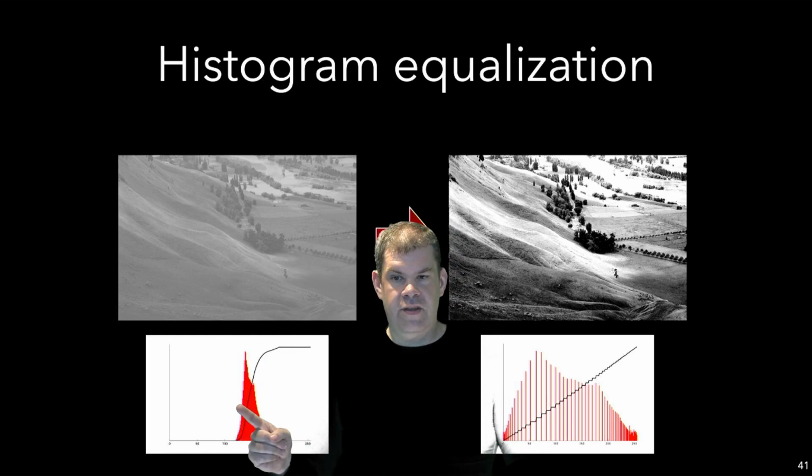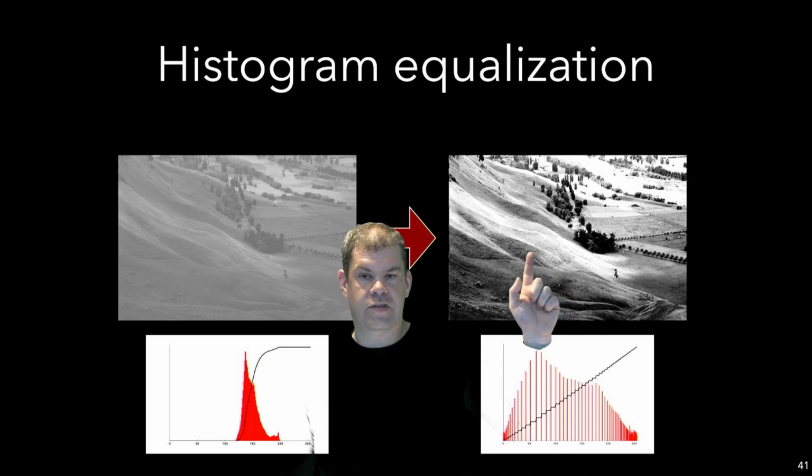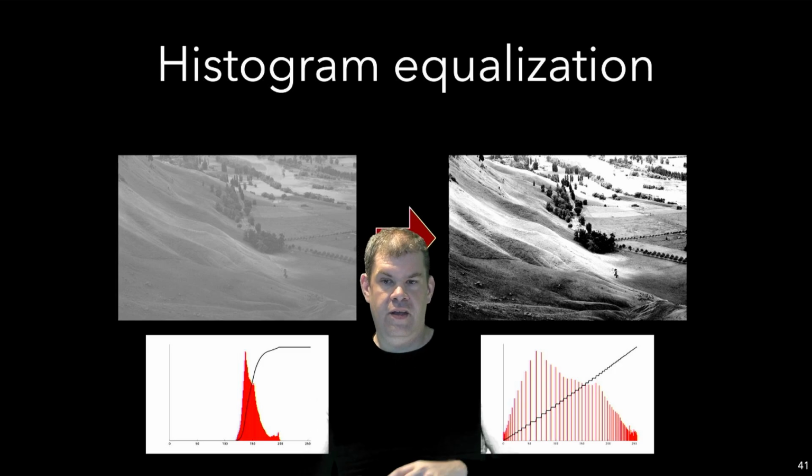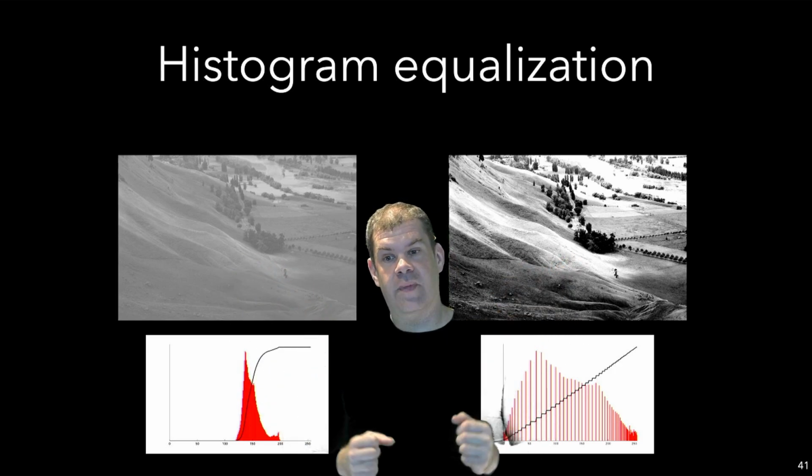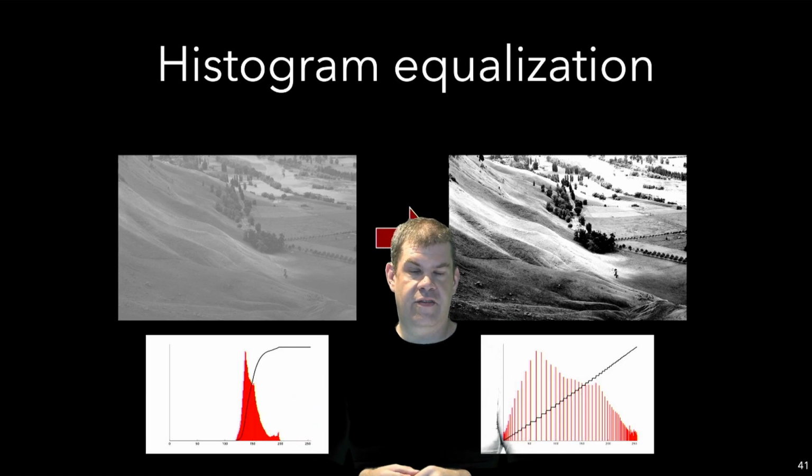What's a histogram? Here you can see the histogram for that image. There's the red graph here, which is a histogram for this image. It's the same. It's not the same image, it's the same scene. It just has a slightly different histogram.